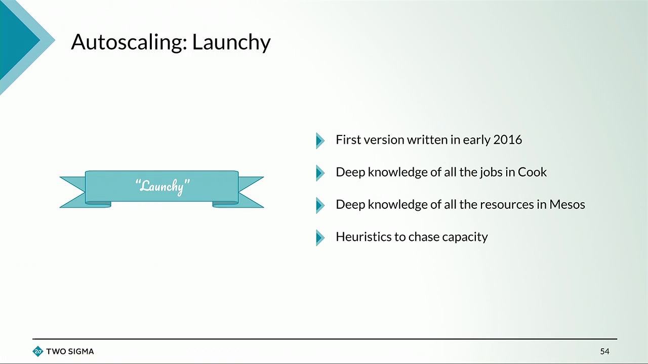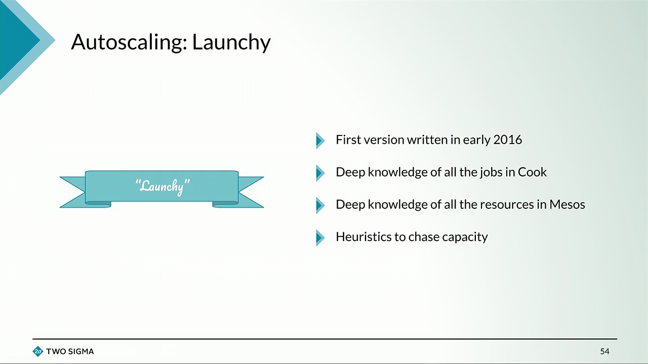And then we also wanted to take the opportunity to give Cook the right resources by creating the right machine types. Over time, as we iterated on Launchy, we've started to use more and more custom machine types, and now we're at a point where we almost exclusively use custom machine types.